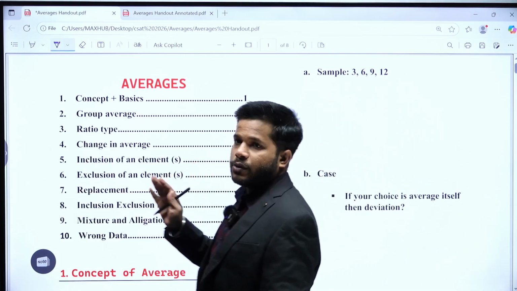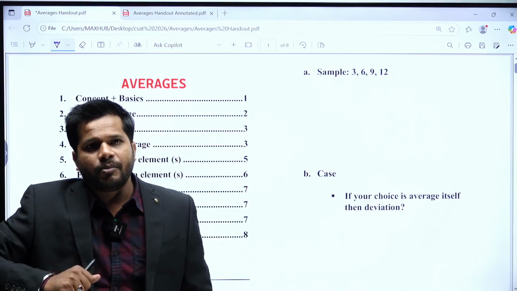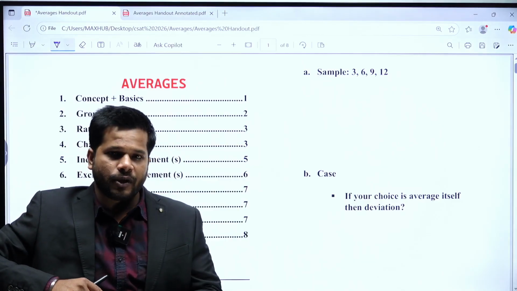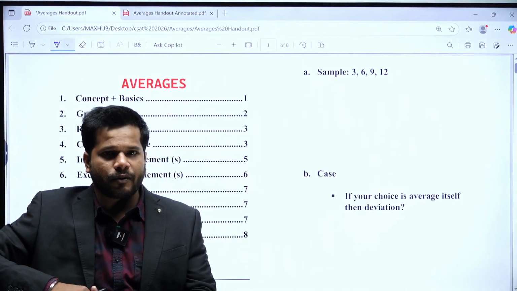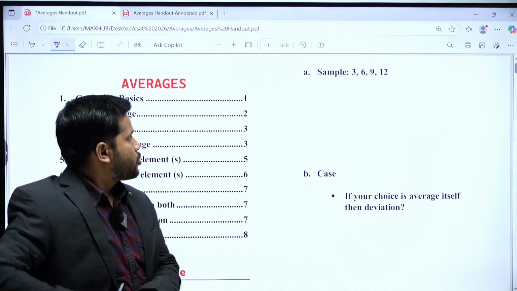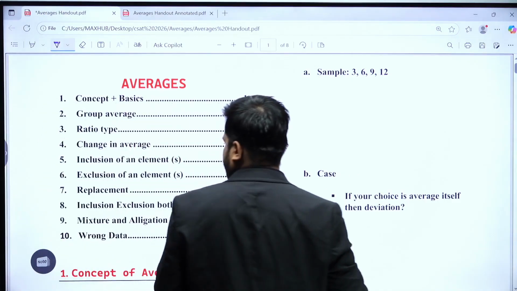So ये topic को अच्छे से करना जरूरी है, because in data interpretation type questions you need to understand how to find averages between the quantities that will be given to you. So without any delay, let us begin this topic.